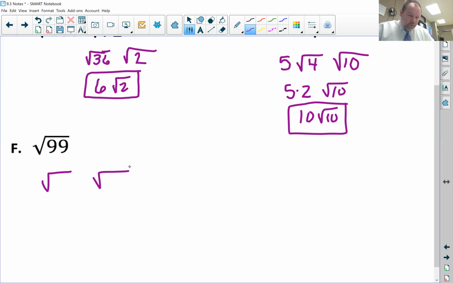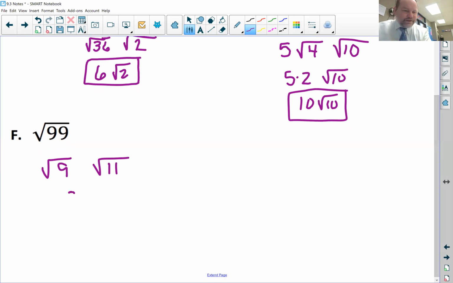25. This is the hard part of this method. And 99 divided by 25 is very close, but not quite. Then 16. 16 doesn't work. Then 9. 9 works. 99 divided by 9 is 11. So we get 3 times the square root of 11.